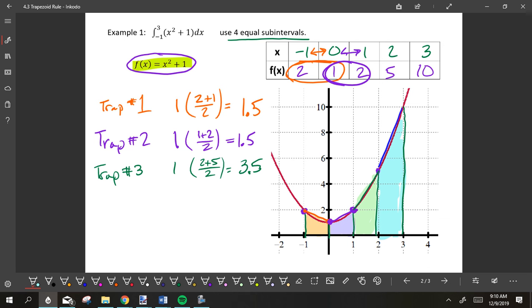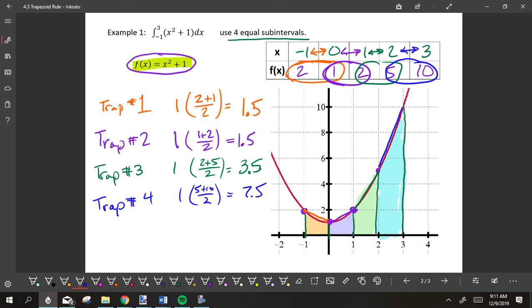Trapezoid number 3, the width is 1, and then we averaged these two heights. I averaged 2 and 5, so 1 times 2 plus 5 divided by 2 gets me 3.5. If I'm doing trapezoid 4 here, Dev, what's the width of trapezoid number 4 going to be? It's 1. How do you find the height? 5 plus 10 over 2. He took the two heights, averaged them together, divide by 2. So 15 cut in half is 7.5.